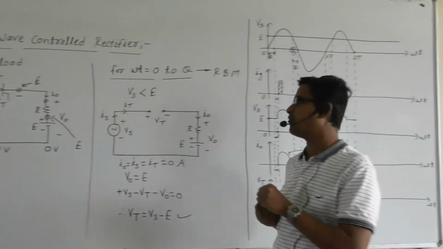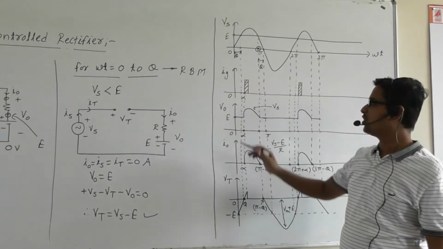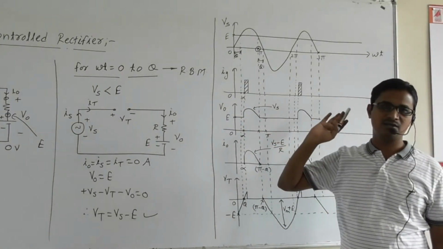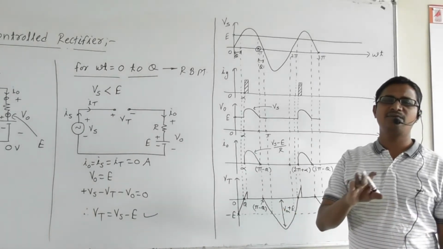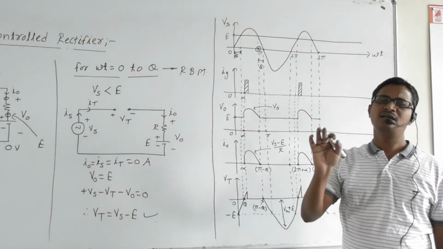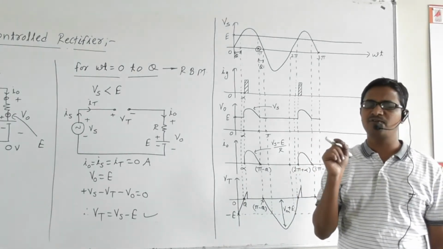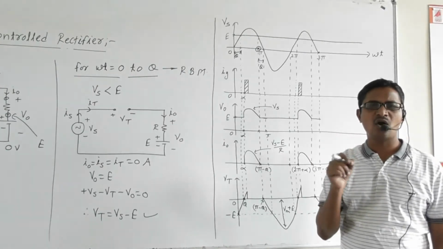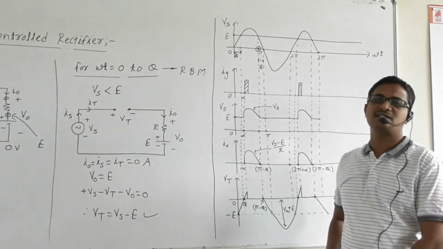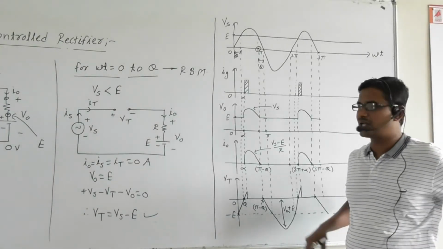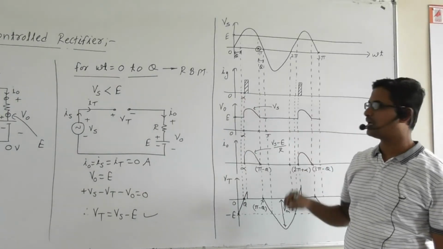So please check the waveforms. From omega t is equal to 0 to theta, we have not applied the gate signal. Even if we apply the gate signal from 0 to theta, the SCR will not turn on because the SCR is in reverse bias mode. For turning on an SCR with the help of gate triggering, the requirement is that the SCR should be in forward bias mode. So between 0 to theta, the SCR is in reverse bias mode, so we have not applied the gate signal.